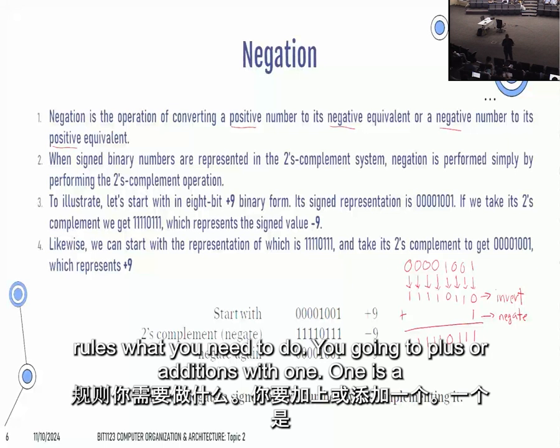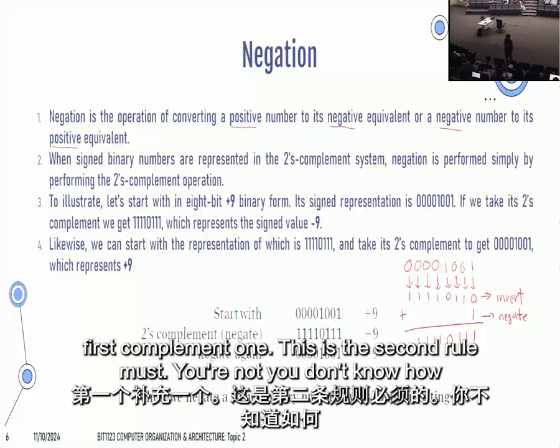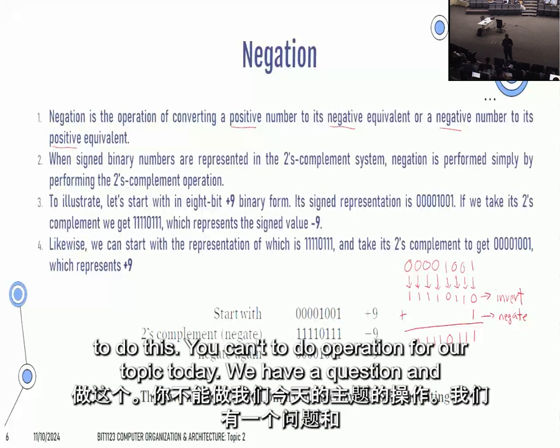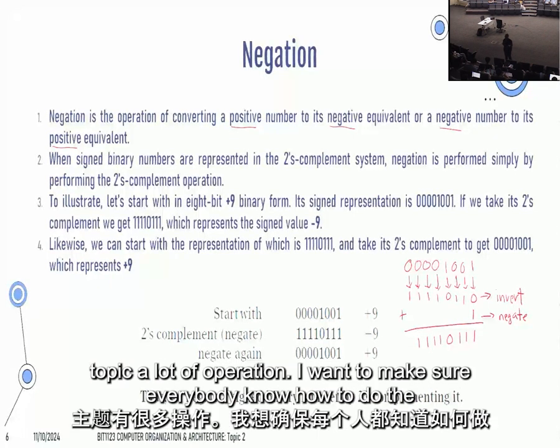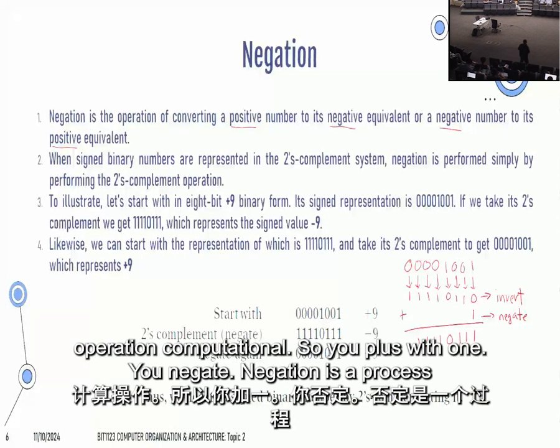Second rule, what you need to do, you're going to add 1. 1 is a first complement, 1. This is the second rule, a must. If you don't know how to do this, you can't do the operations for our topic today. We have a question in the midterm test, and next week we're going to do the week 3 exercise on this topic, a lot of operations. I want to make sure everybody knows how to do the computational operations.